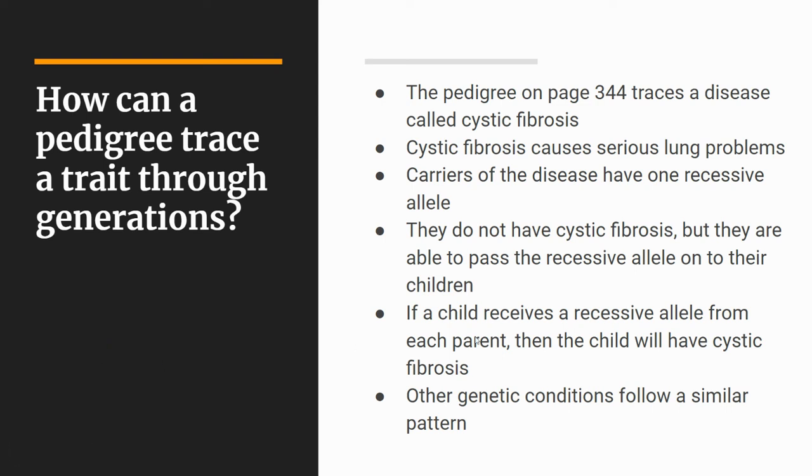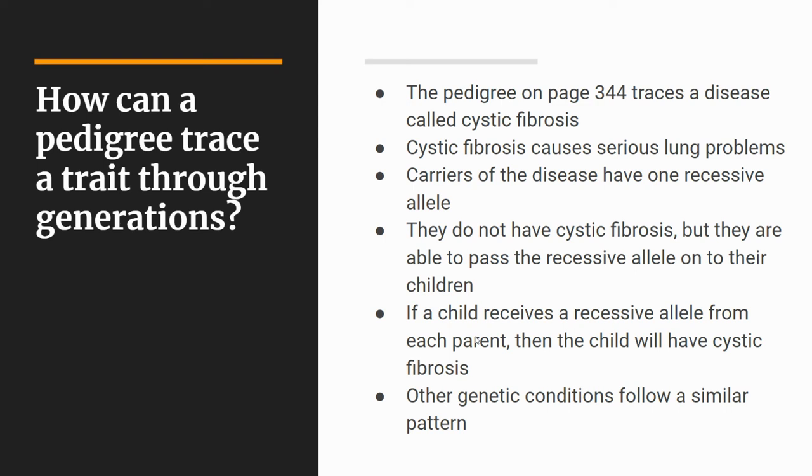But anyways, carriers of the disease have one recessive allele. They do not have cystic fibrosis, but they are able to pass that recessive allele on to their children. If a child receives a recessive allele from each parent, then the child will have cystic fibrosis. Other genetic conditions follow a very similar pattern. So let's take a look at this.